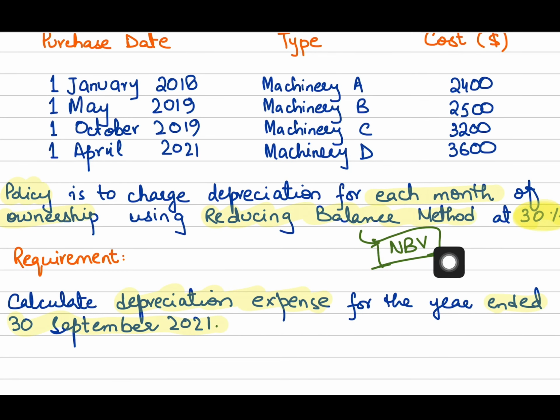So if I want to calculate depreciation on net book value, I have to start my calculation for all of these assets from their year of purchase, so that I arrive at net book value for the last year, and then I calculate depreciation for the current year ended 30th September 2021.